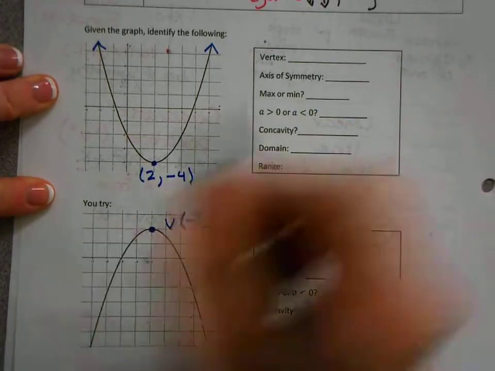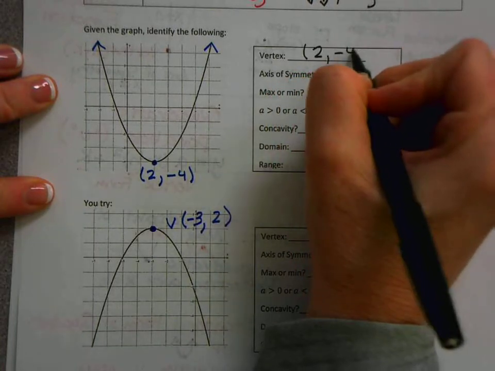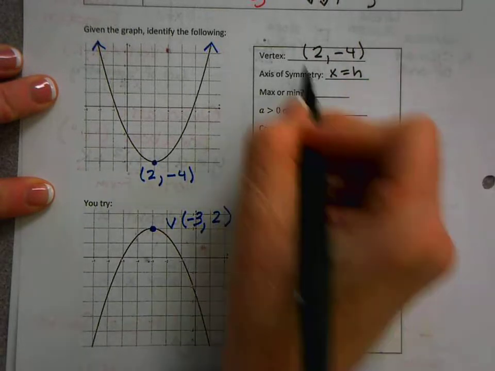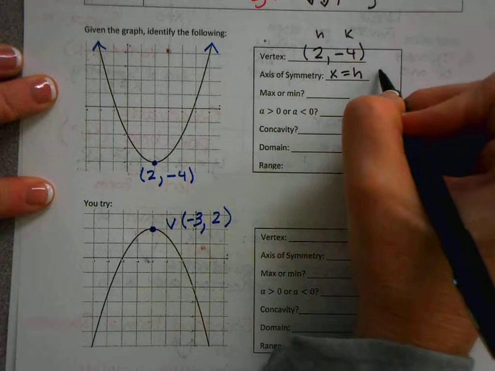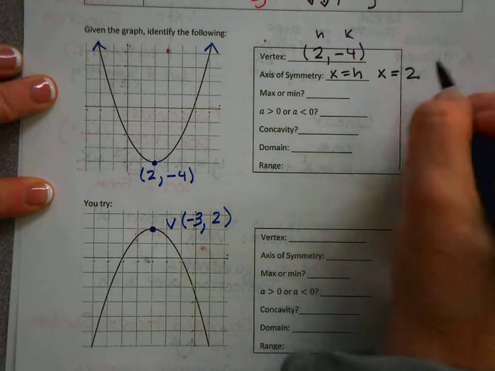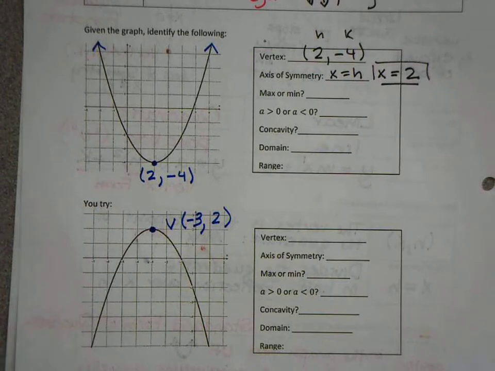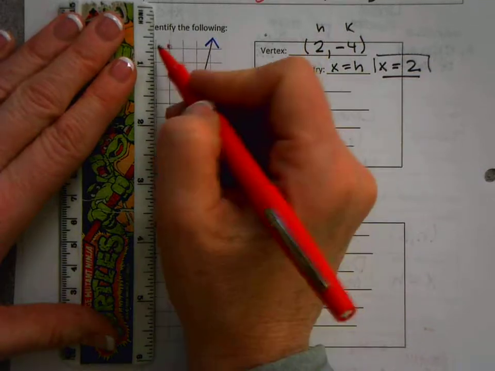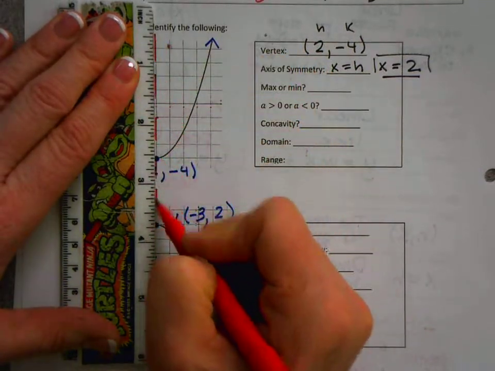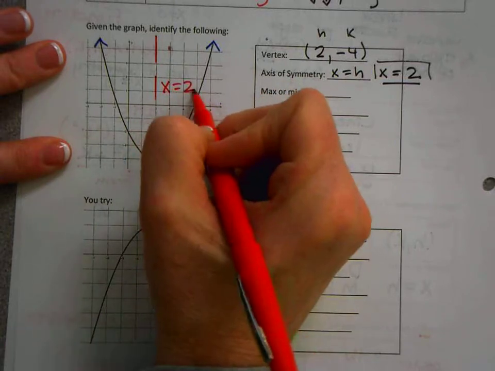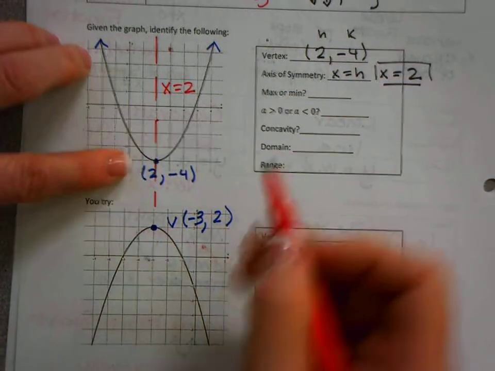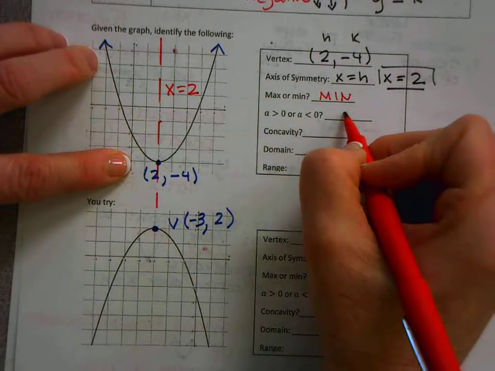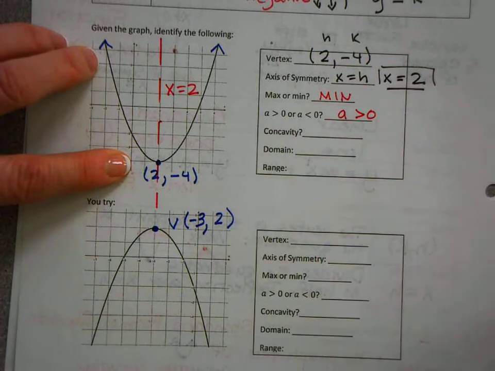So we've already determined the vertex. The vertex is 2, negative 4. The axis of symmetry, well, we said that was x equals h. So we go to the vertex. Remember, this is h, k, so x equals 2 is our axis of symmetry. And let's draw that. So at x equals 2, we're going to draw a dotted line because it's invisible, but we know it's there. This is x equals 2, and it's a max or minimum. Well, we have a minimum. A positive or negative? A is positive. A is greater than 0, positive.